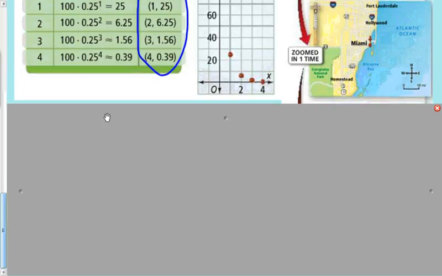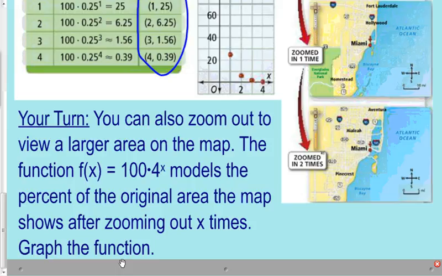All right. If you were to do the same thing here, you can also zoom out to see a larger area of the map. The function f of x equals 100 times 4 raised to the x models the percent of the original map the map shows after zooming out x times.